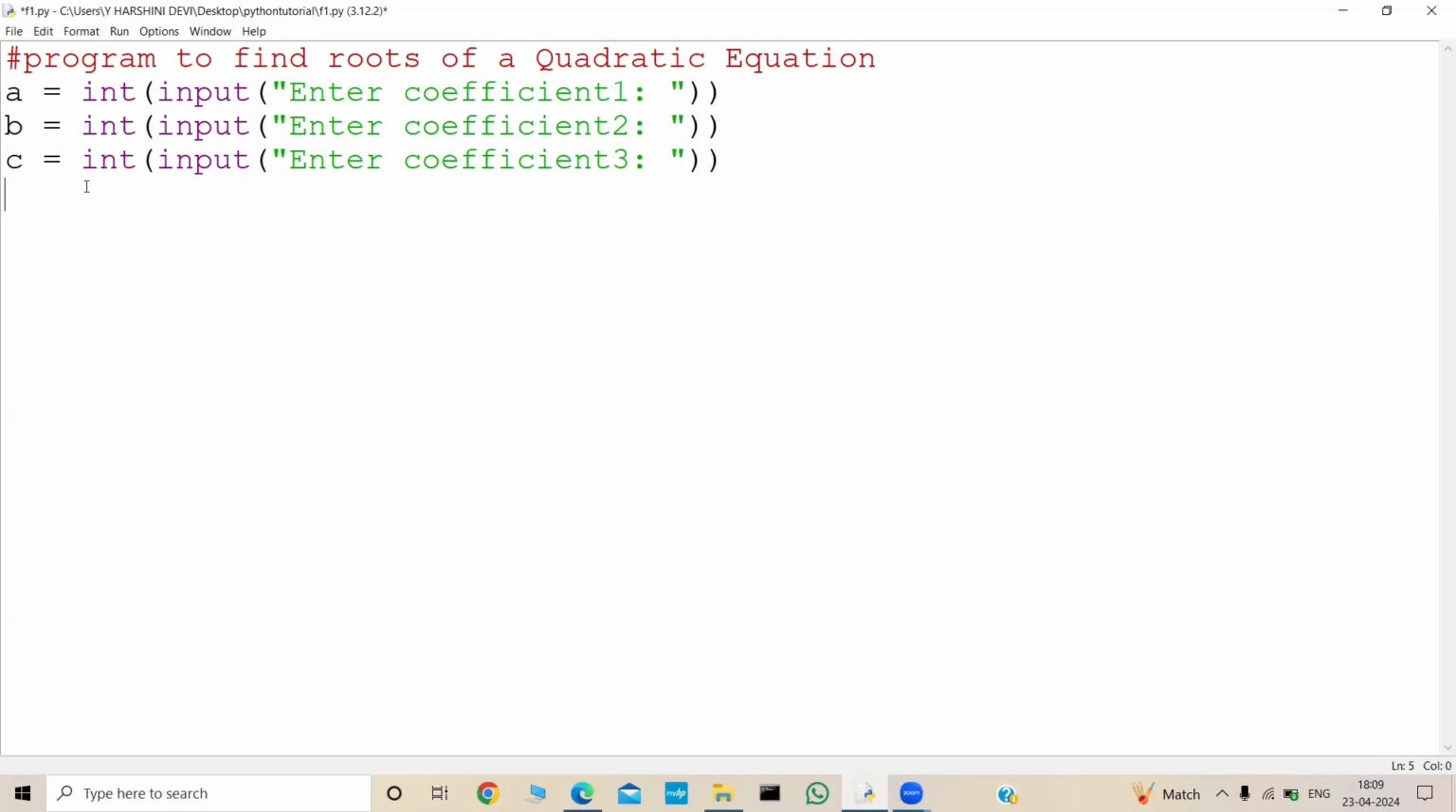Now what we need to find out? At first we need to find out the discriminant, right? So d equal to b square minus 4ac. So b power 2 minus 4 into a into c. This is the formula. Now we need to use an if-else statement. We will check if d is less than 0, then we will print no real roots exist.